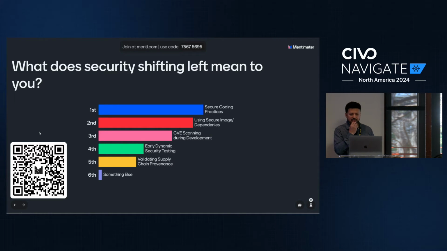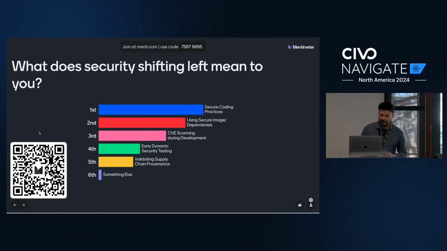So one of the interesting things which I'll point out is I think everybody agrees that secure coding practices is important. Making sure that using secure images and secure dependencies is important. Early CVE scanning, dynamic testing. I see that validating supply chain provenance is fifth, the last, and if you want something else as well, we can talk a little bit about that.